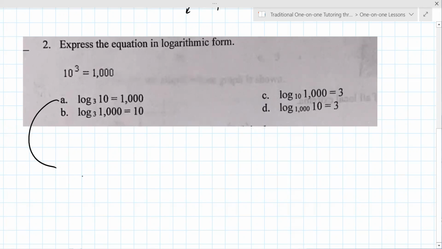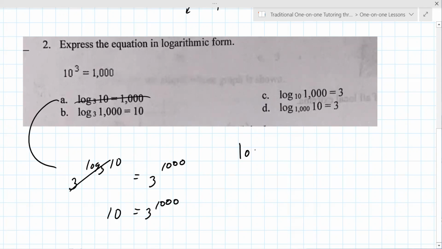Okay, so A, if we undo it, if we write 3 to the log base 3 of 10 equals 3 to the 1000, these cancel and you get 10 equals 3 to the 1000. So it's different. So it's not A. A is out here.